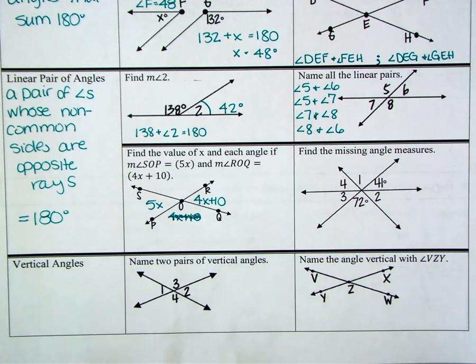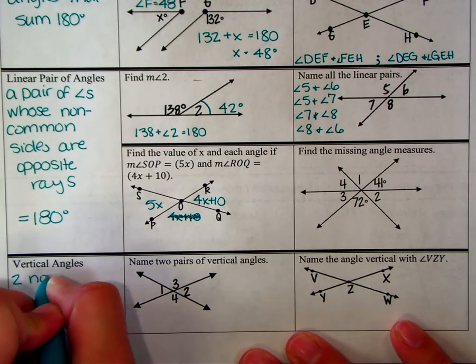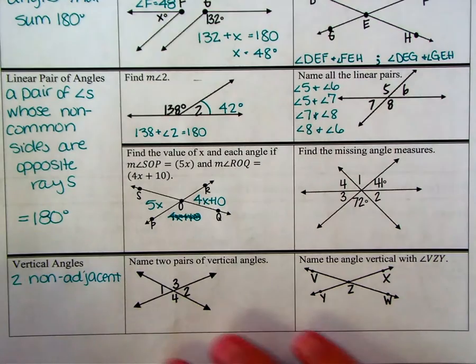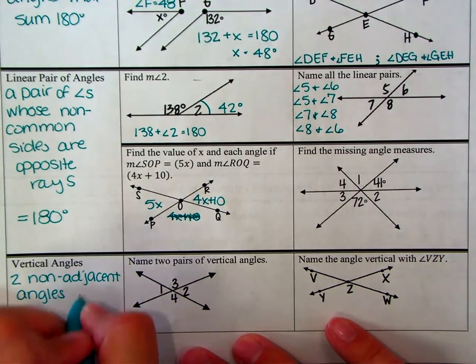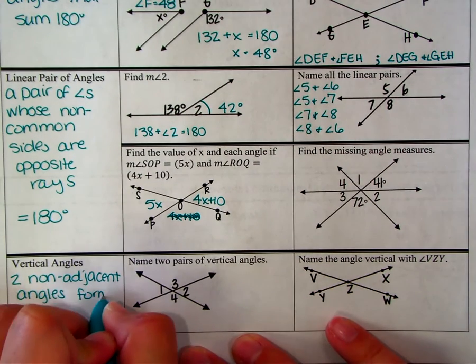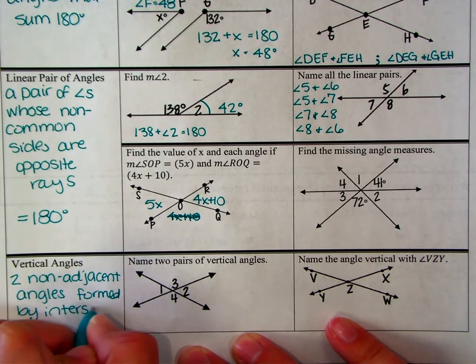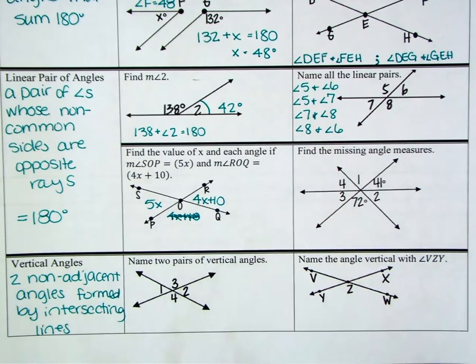All right, vertical angles, real quick, are two non-adjacent angles, which means they're not beside each other. So they're two non-adjacent angles formed by intersecting lines. The only thing they have in common is their vertex. So vertical and vertex is the only thing they have in common.